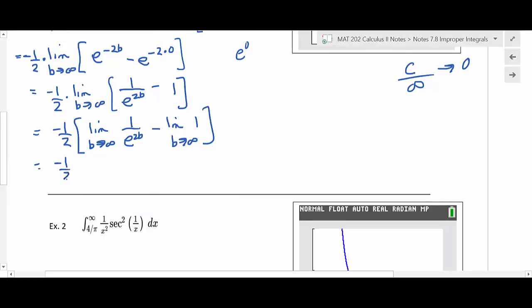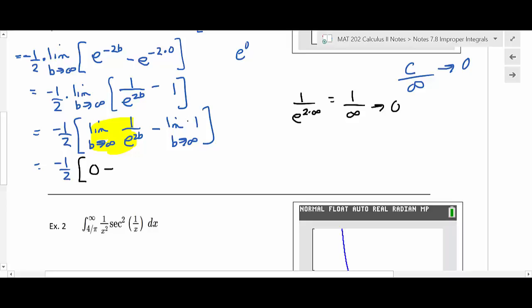So this is negative 1/2. What is this limit going to be? That goes to 0. The reason is that it's 1 over e to the 2 times infinity. For all practical purposes, that's 1 over an infinitely big number. Agreed? If you take e to the infinity power, you get an infinitely big number. So that is going to go to 0. So that means this is going to be 0.